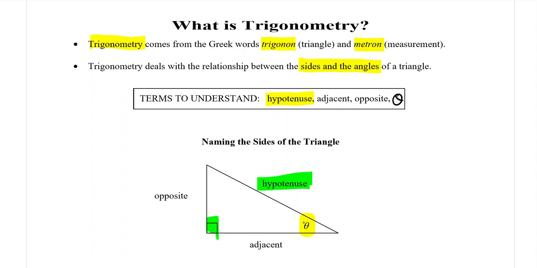Now, the names of the sides. Between the right angle and the theta, we call that the adjacent side. So remember, you've got to look for that theta first. Between the theta and the right angle is the adjacent side. Across from the theta, directly across, is the opposite, because it's opposite to the theta. Yeah?